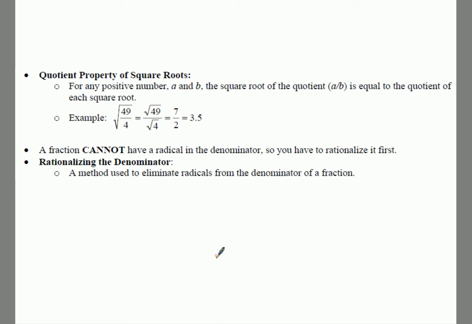Alright, now we're going to start getting into dividing square roots. You can have an example here of the square root of 49 over the square root of 4. And we can split that up as a square root of 49 over a square root of 4. So you can rewrite this one square root as two square roots. And then you can take the square root of 49, which is 7, and the square root of 4, which is 2, and you can either leave it as 7 over 2, or turn it into a decimal. It's just extra work. That's up to you. You have to keep in mind that any fraction cannot have a radical in the denominator.